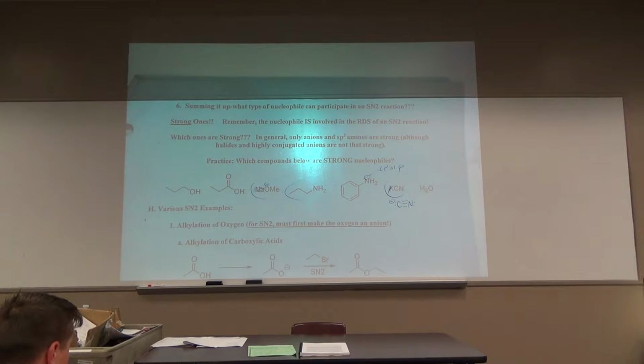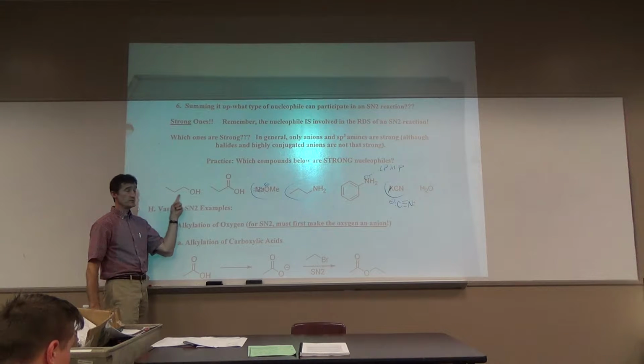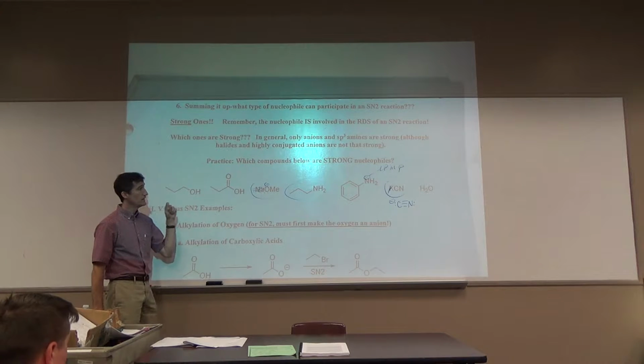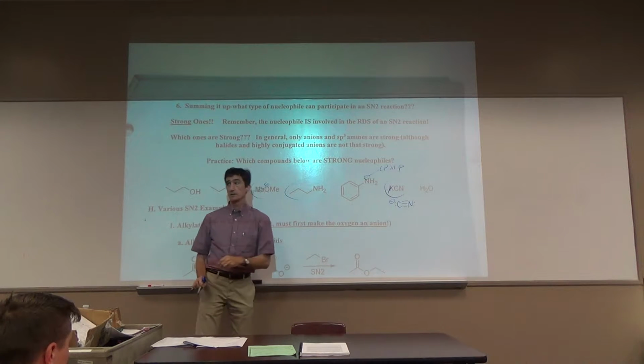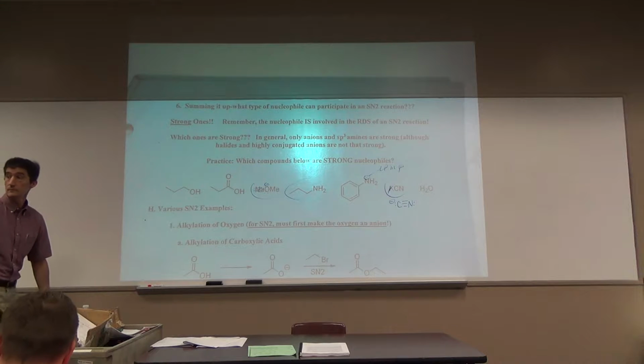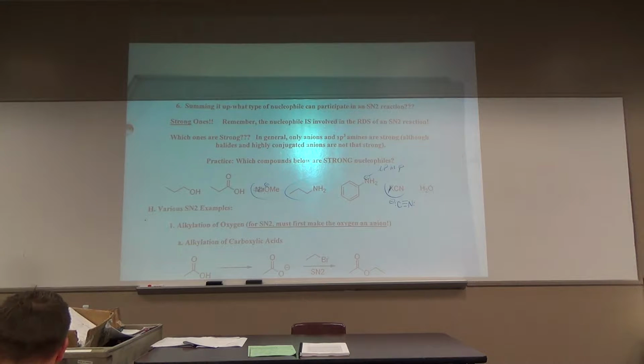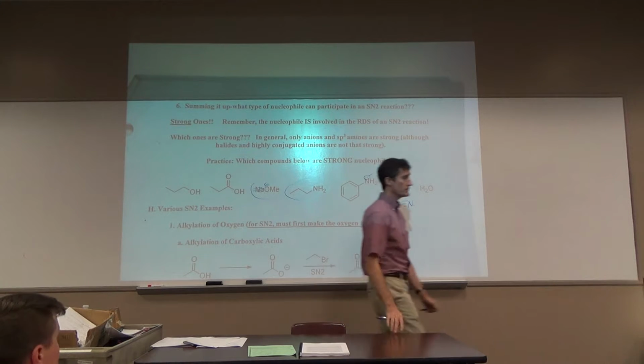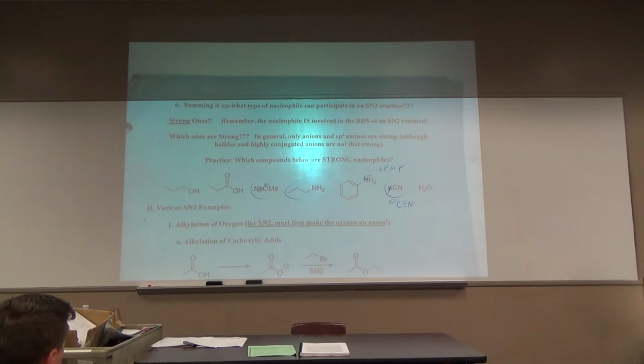SN2 requires a strong nucleophile. So if you were trying to do an SN2 with this, are you going to have a good reaction? No, that's a weak nucleophile. You don't do SN2 with anything other than the 3 we circled, really. SN1? Yes, any type of nucleophile is good with SN1 because the nucleophile is involved in the fast step, which is the easy step. With SN2, it's the rate determining step, which is the difficult step.